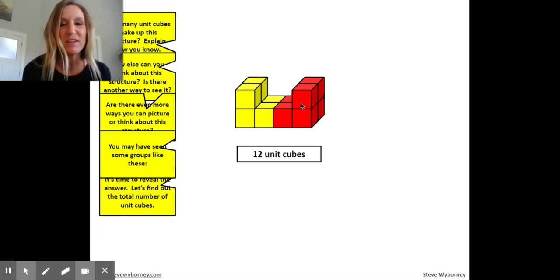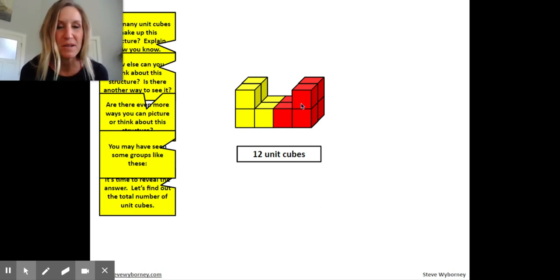So today we just briefly talked about volume and the number of cubes inside of a structure. This is just a fun activity, especially if you were always a builder or thought about things in a visual way. This is a fun way to think about math.